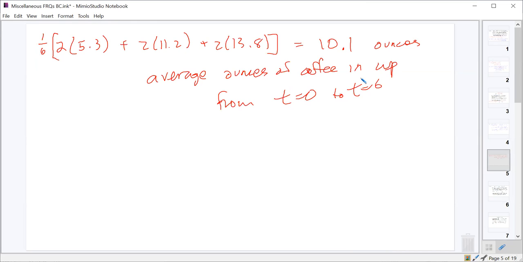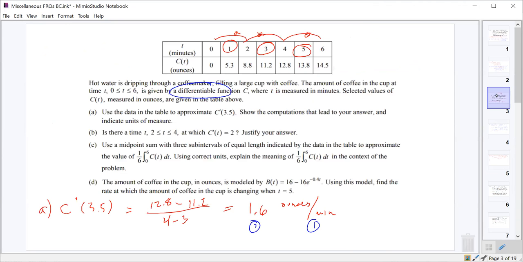Any questions there with that? Let's see, what was the points? 1 point for setting up the sum correctly, 1 point for this, and 1 point for your explanation. And then part D, what did part D ask?